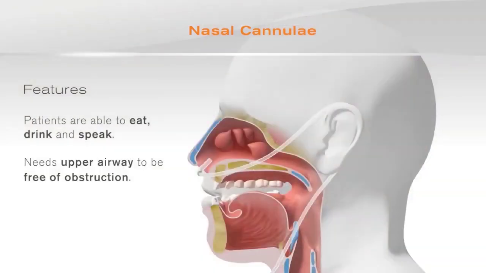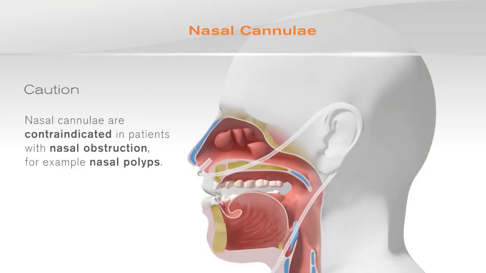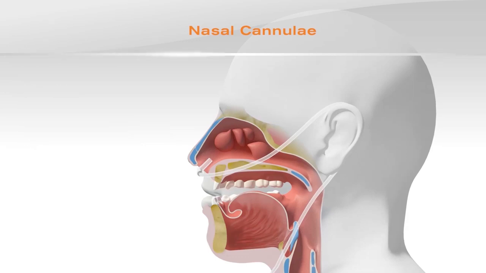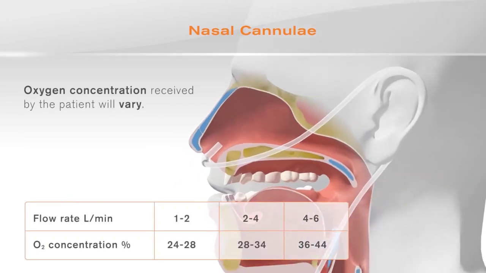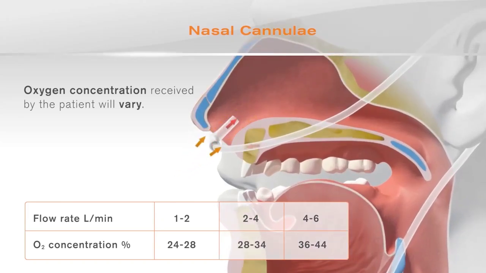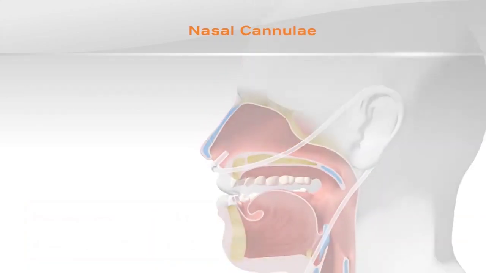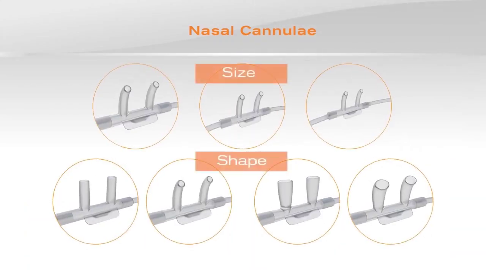However, the use of a nasal cannulae requires the upper airway to be free of obstruction. Nasal cannulae are contraindicated in patients with nasal obstruction, for example, nasal polyps. The concentration of oxygen received by the patient will vary, as previously mentioned. However, oxygen flows of 1 to 6 litres per minute will deliver up to 44% of oxygen to most adult patients. There are various sizes available for adults, paediatrics and neonates, and a variety of prong shapes are also available to suit varying circumstances.